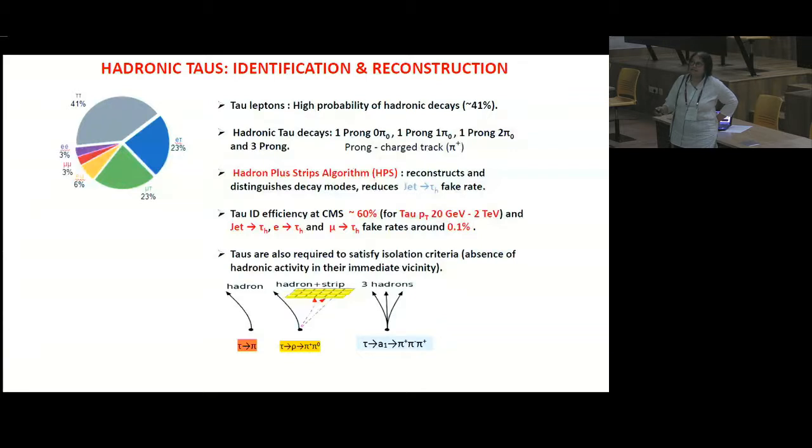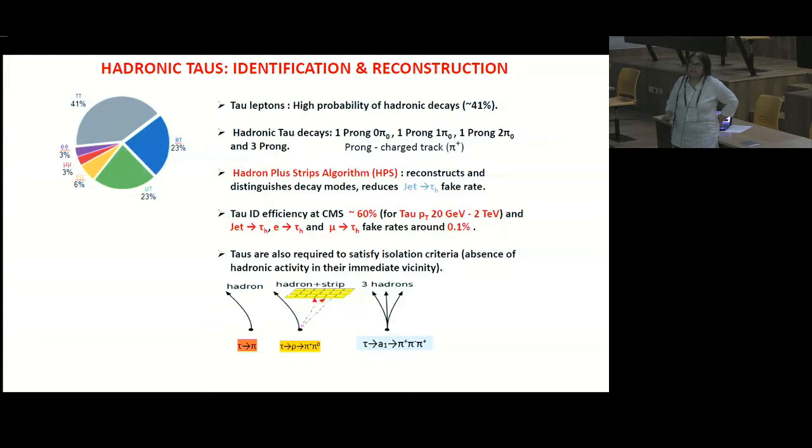So this is a big problem in this kind of analysis, because the tau jet is often faked by jets that are not taus. So this is a problem. The tau ID efficiency, the identification of the taus, is about 60% for taus from 20 GeV to 2 TeV. So you see how large this range is, but CMS does a good job and has a good efficiency throughout this range.